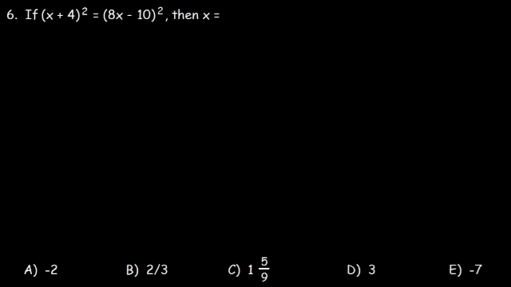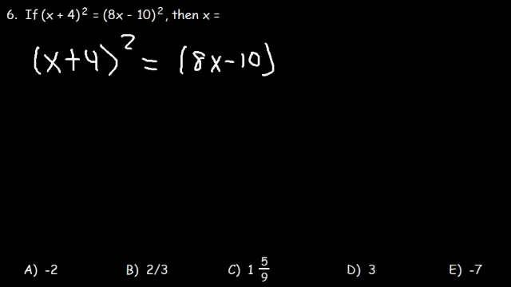Number 6. If x plus 4 squared is equal to 8x minus 10 squared, then the value of x is... So how can we figure this problem? Well, let's take the square root of both sides. But first, let's rewrite the problem. So x plus 4 squared is equal to 8x minus 10 squared. So we need to take the square root of both sides.